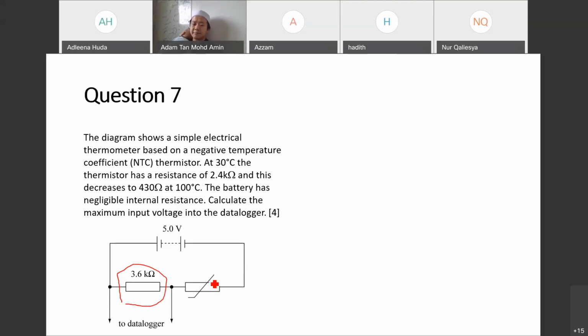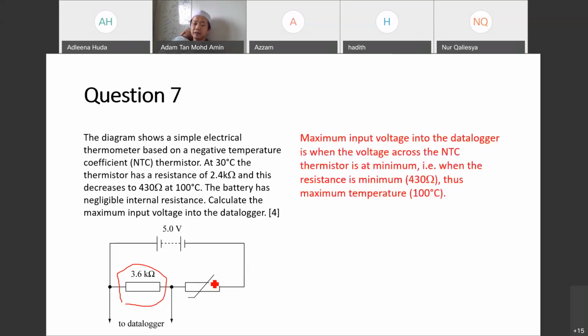Minimum. It must be minimum. Sebab minimum resistance will give minimum voltage. Kan? So minimum voltage at the thermistor will give a maximum voltage at the external resistor that's connected to the data logger. So dia inverse. So it's either you take 430 ataupun 2.4 kilo.